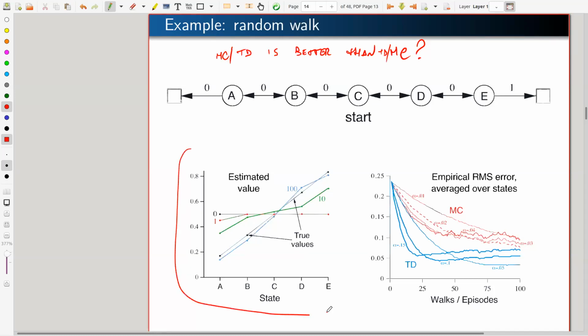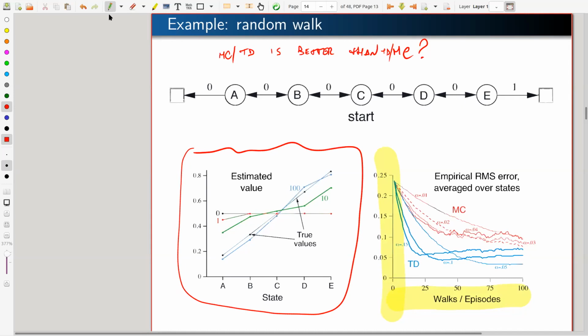I will not go into detail of this part and of the problem. I will just comment on this part, that is the graph. And this is a measure of accuracy of forecasting the true values. This is how much the accuracy is improving on forecasting the true value of the states according to episodes or steps for temporal difference methods.